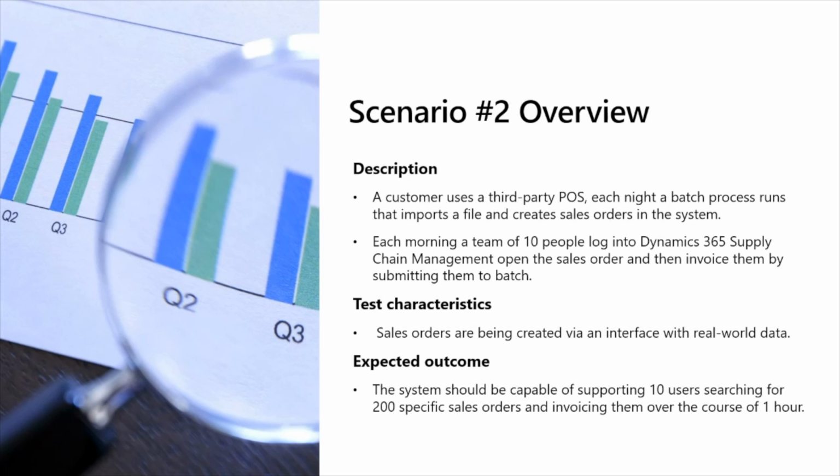In the second scenario, we have a customer who uses a third-party POS. Each night, a middleware application runs that consolidates the transactions into individual sales orders, then merged into one file that is imported into Dynamics 365 Supply Chain Management. The peak volume is 200 sales orders per night. Each morning, a team of 10 people log into Dynamics, open the sales orders, and then invoice them by submitting them to batch. Their KPI is to complete this activity in 1 hour.